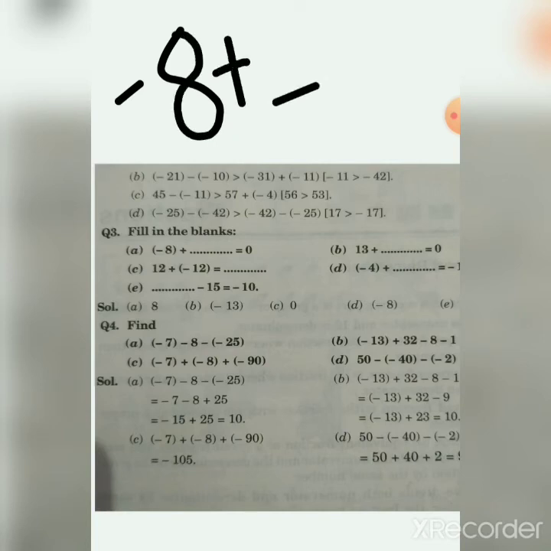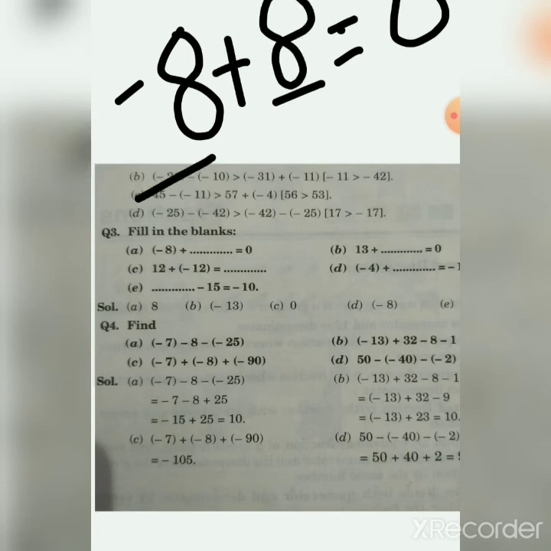Now moving to question number 3, we have fill in the blanks. The first question we have is -8 plus dash equals 0. So it is very easy. To -8, how much do you have to add to get 0? If you are having -8 chocolates, how much will you add to make it 0? You have to eat 8 chocolates, right? Because -8 and +8 is equal to 0.